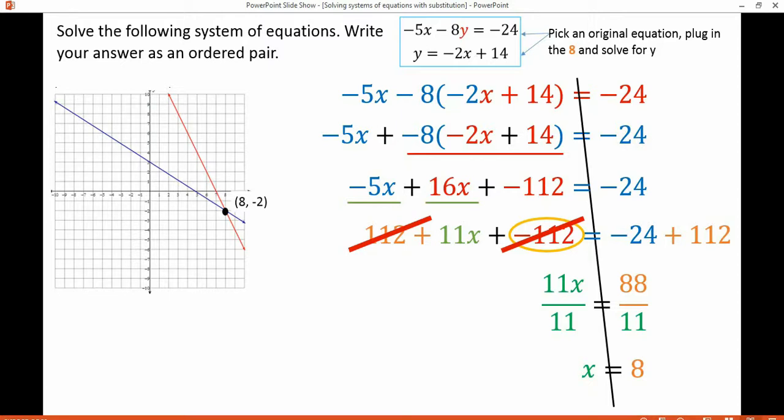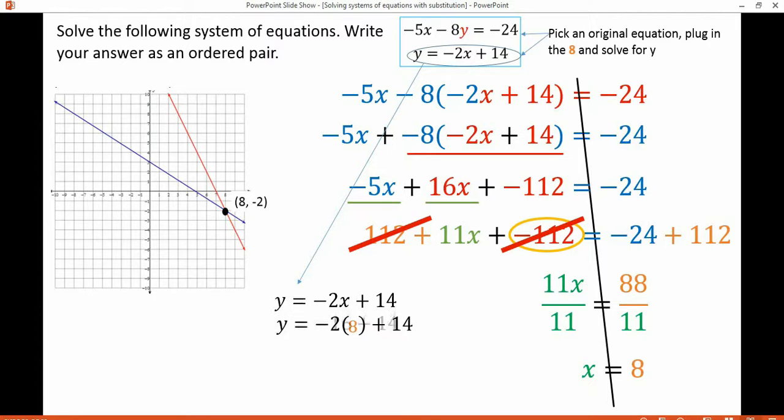Now I got to solve for the y coordinate. So I'm just going to pick one of my original equations. This one's going to be my easiest one to pick. But I could have done either, it doesn't matter. And I'm going to plug in the 8 for x. So I found that x is equal to 8, and I'm going to see what the y coordinate of my point is when the x coordinate is 8. So I'll put this over here so I can do the work. And take out the x, put in the 8, and then I'm just going to solve for y.